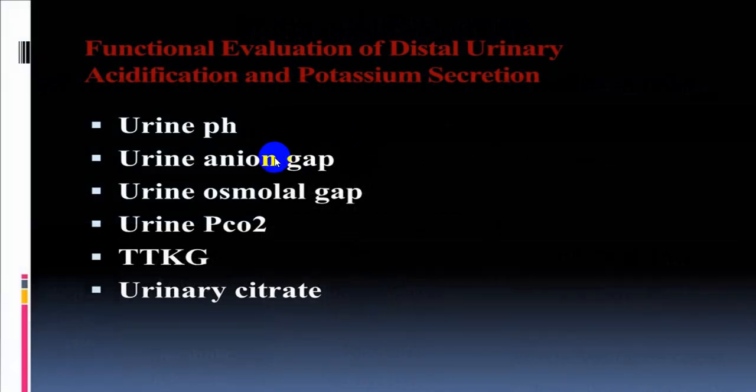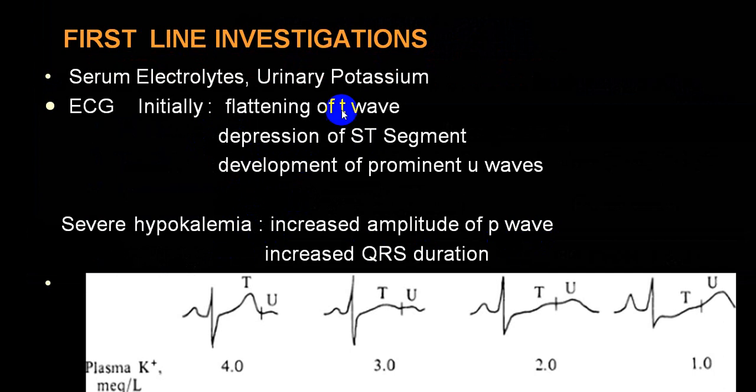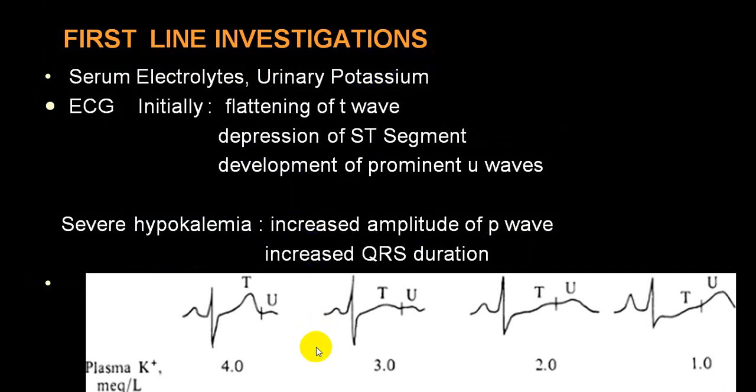So urinary pH, urinary potassium, urinary osmolality gap, etc. will be helpful to evaluate, even chloride. Then comes ECG, we have already mentioned everything by and large. So in a severe variety, you will have a tall P wave, little prolongation of the PR interval, ST segment depression, T wave inversion, and tall U wave. And the QU interval will be markedly prolonged.